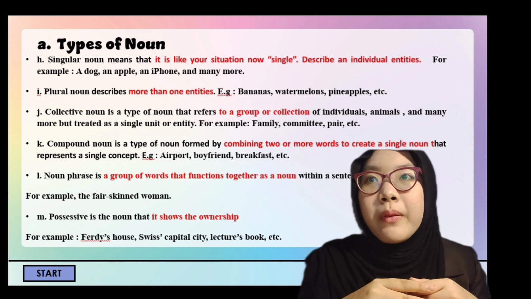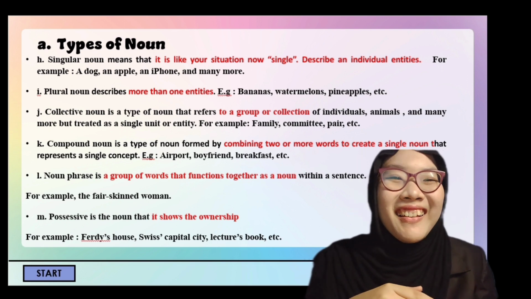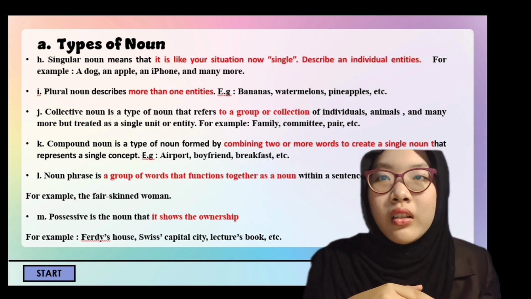One pineapple, apple. I hope there is no copyright issue, even though I put the Shopee logo.